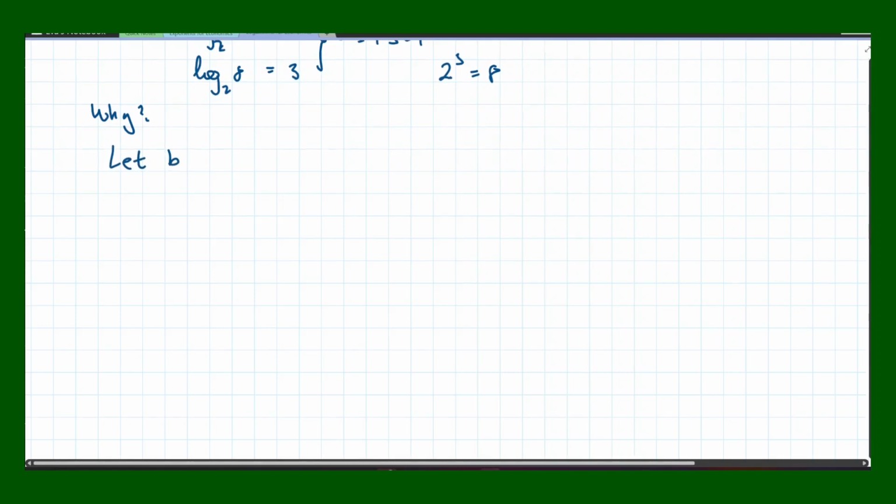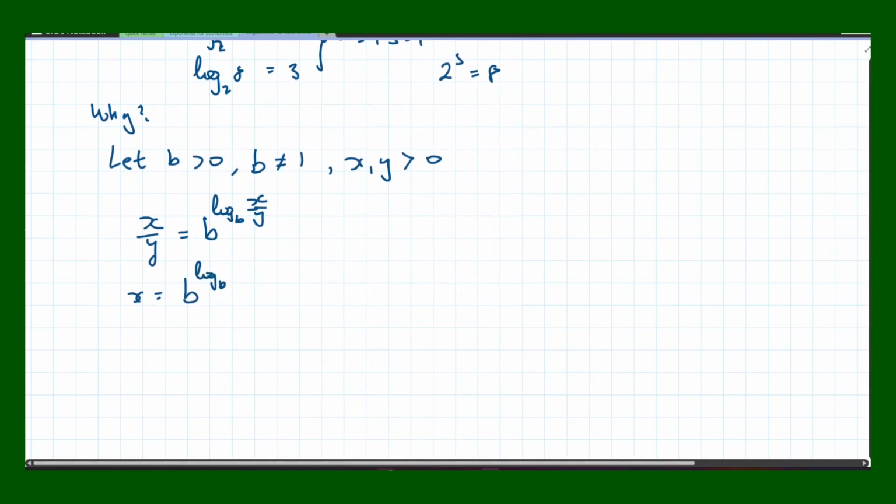Let b, because that's going to be our base, be bigger than 0 and also not equal to 1. Then next, the criteria for the arguments is that x and y have to be both positive. Now again, we can use the definition of the logs with the special properties that we established in video 6, that x over y can be expressed as b to the log base b of x over y. And again, x can be expressed as b to the log base b of x, and y can be expressed as b to the log base b of y.